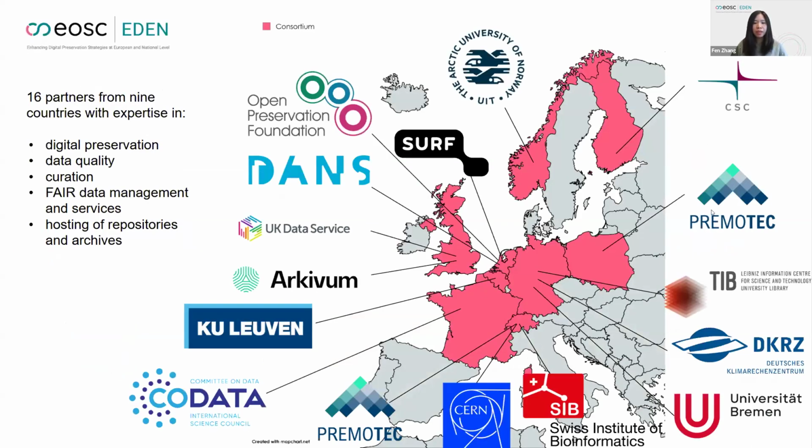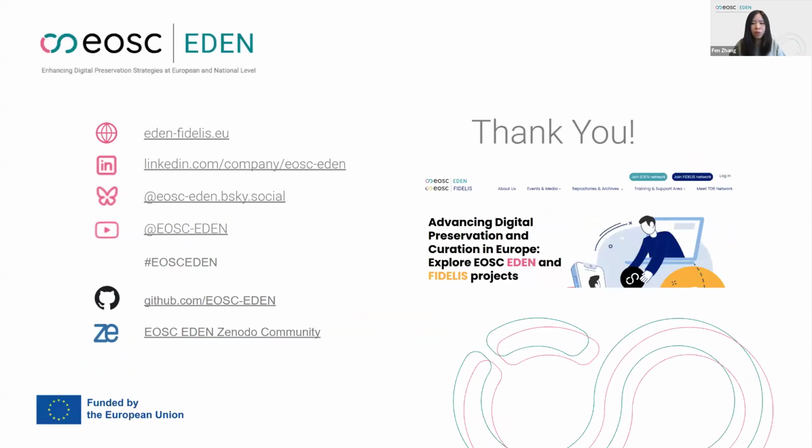The EOSC EDEN project has brought together 16 partners across Europe, gathering experts in digital preservation, data quality and curation, and also FAIR data management. We will try to ensure that digital preservation practice and actions will be enhanced across Europe. Please also follow our EOSC EDEN website and our LinkedIn and Bluesky social media for the upcoming events and key outcomes of EOSC EDEN. You can also have a look at the EOSC EDEN Zenodo community for the reports and deliverables of EOSC EDEN.